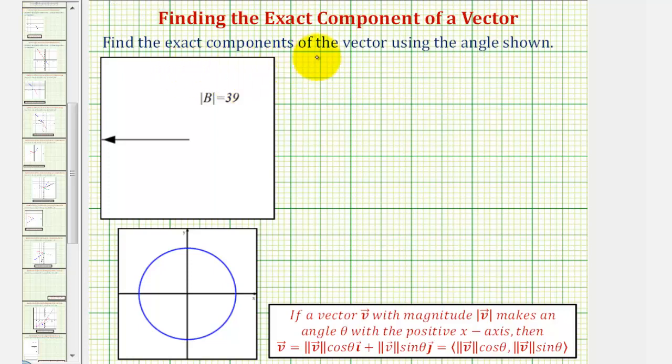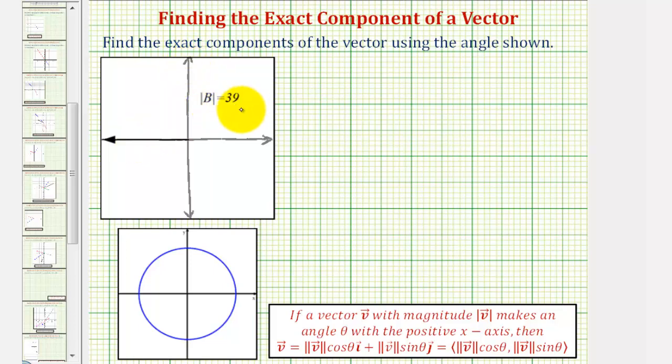We want to find the exact components of the vector using the angle shown below. But notice how for this example there's no angle shown, but if we assume the initial point of this vector is at the origin on the coordinate plane, it'll be helpful to sketch the x and y axes. So this would be the x-axis, and this would be the y-axis.